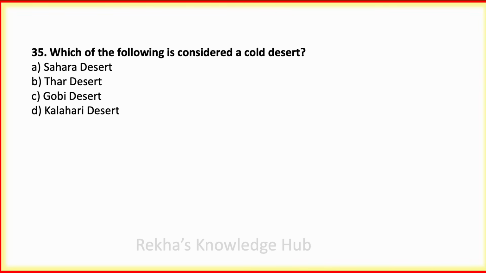Which of the following is considered a cold desert? Sahara Desert, Thar Desert, Gobi Desert, Kalahari Desert. Which is the correct answer? Gobi Desert. All others are hot deserts.